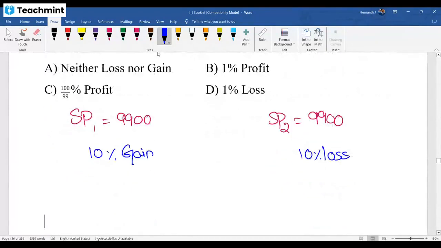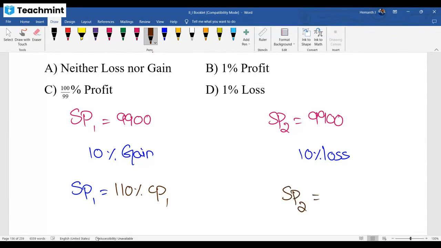Right. Now, when there is 10% gain, what is the relation between SP and CP? We discussed in the previous session. SP of the first one is equal to 110% of CP of the first one, right? So now we can calculate CP of the first one here. Whereas the next one is 10% loss, which means SP2 equals 90% of CP2, right?